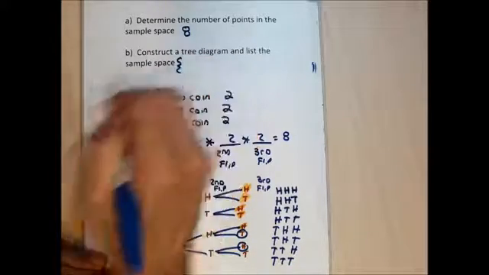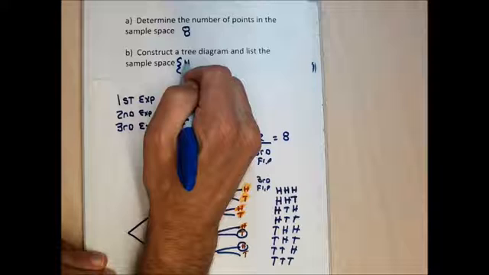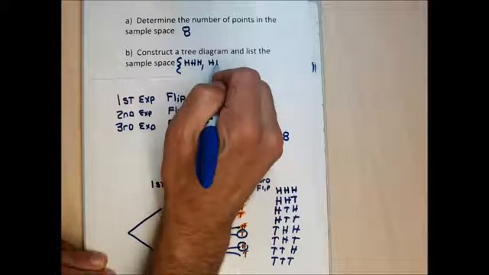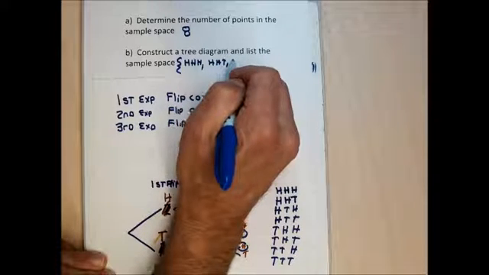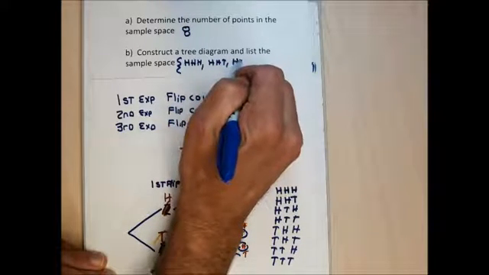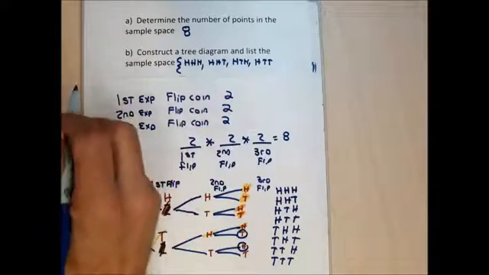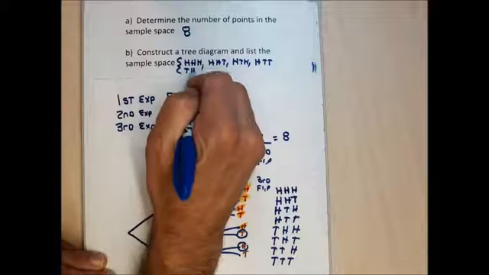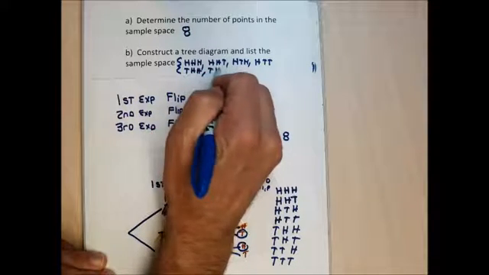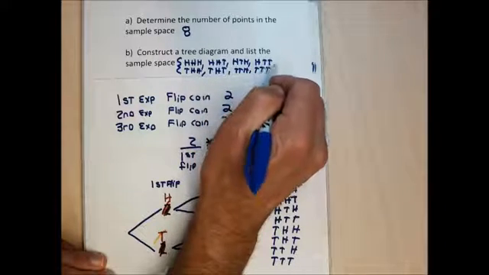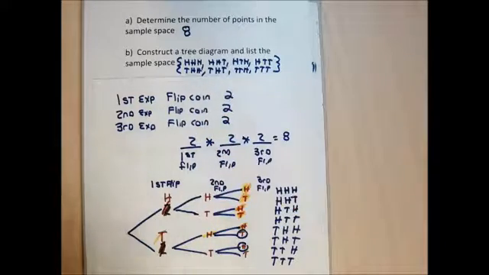My answer for part B is just going to be all 8 of those sequences there. So head, head, head, head, head, tail, head, tail, head, head, tail, tail, and then tail, head, head, tail, head, tail, tail, tail, head, and tail, tail, tail. So the answer I'm looking for in part B is actually what the sample space is. And that's exactly what I have there.